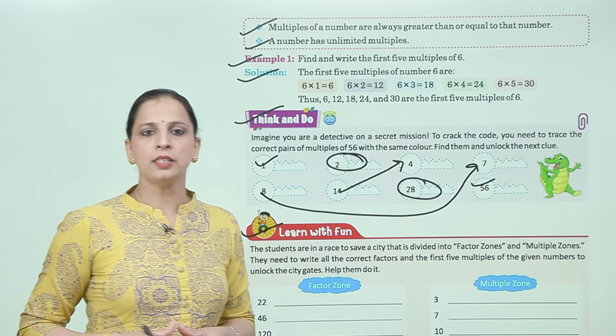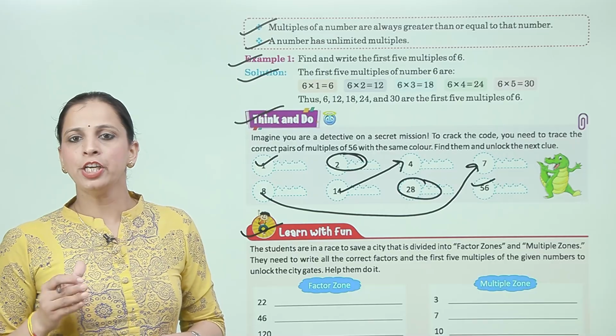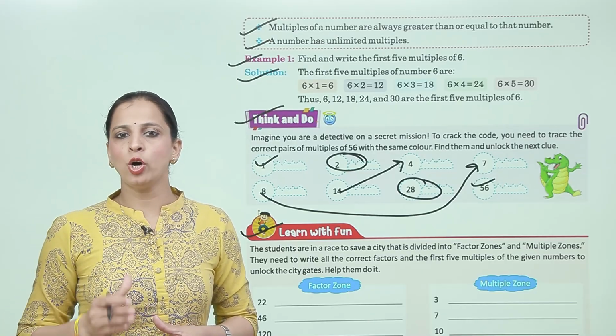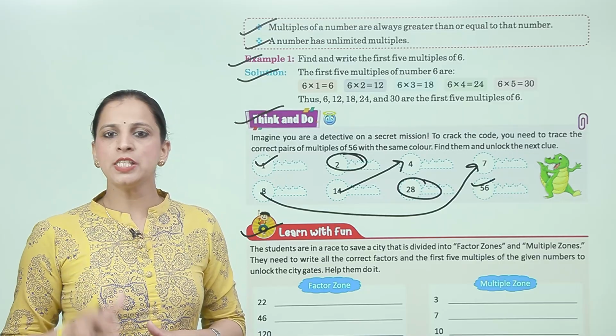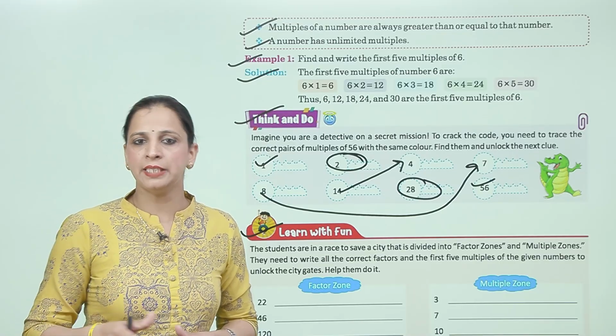The students are in a race to save a city that is divided into factor zones and multiple zones. They need to write all the correct factors and the first 5 multiples of the given numbers to unlock the city gates. Help them do it.